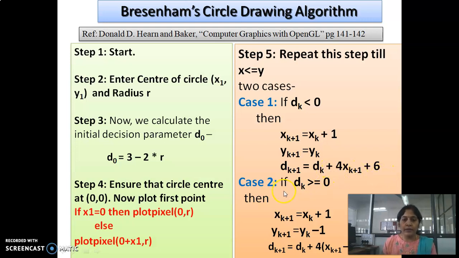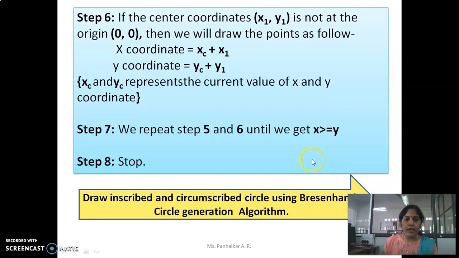Now here again, if the dk value is not less than 0, meaning it is greater than or equal to 0, then in this case we increment x by 1 but decrement y by 1, and the new decision parameter will be dk plus 4 into xk minus yk plus 10. This is the way we calculate the new decision parameter depending upon the current decision parameter, and increment x and y values to plot.